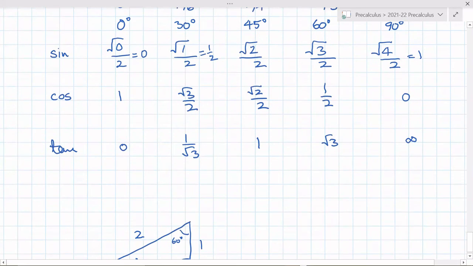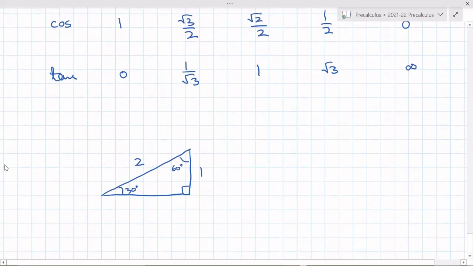Cosine 30 is root 3 over 2. So this over that is root 3 over 2. That's already 2. So this is root 3. Right? And then the 45 is very easy.